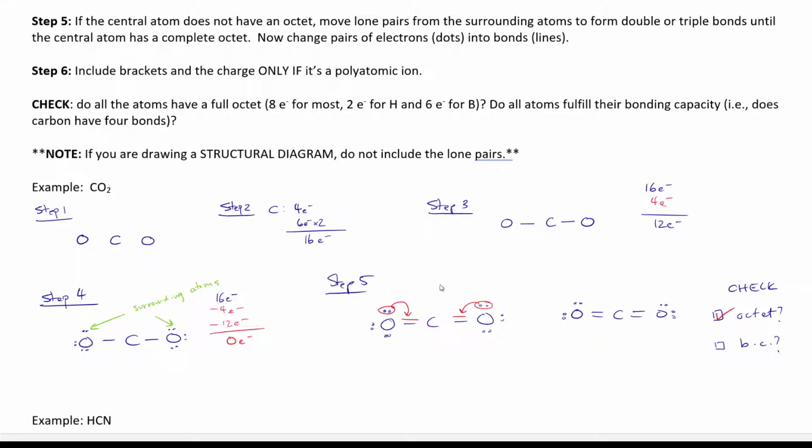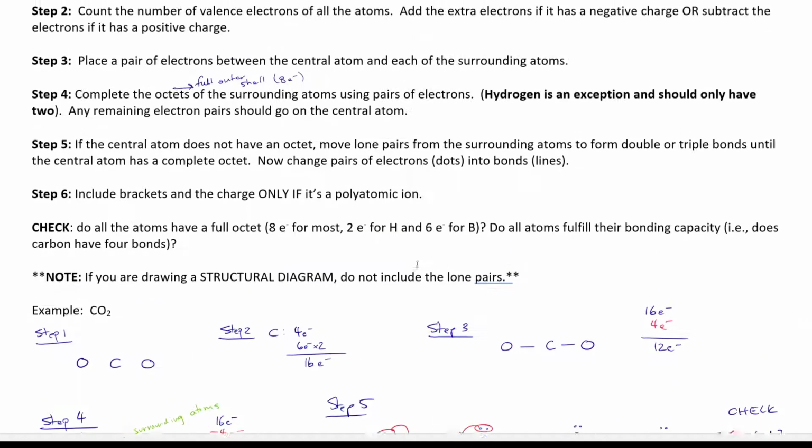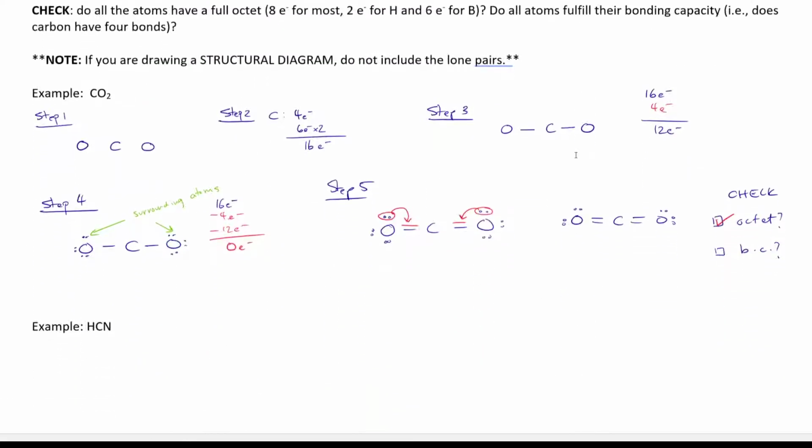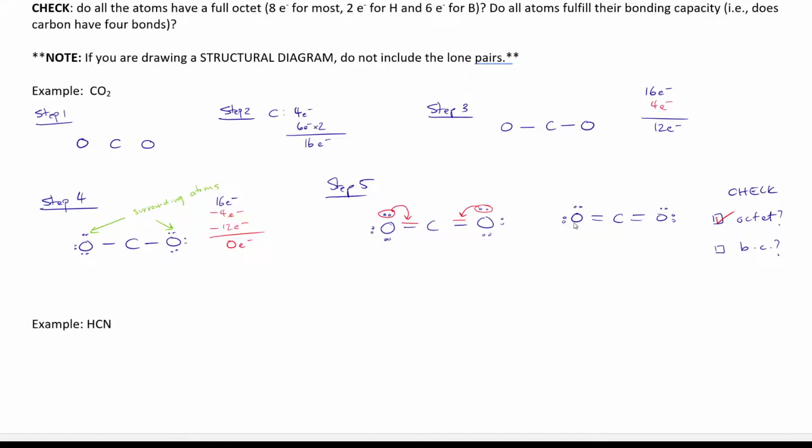Now let's look at bonding capacity. Let's go back up to the top. Oxygen has a bonding capacity of 2, whereas carbon has a bonding capacity of 4. Let's see if oxygen is making 2 bonds, and let's see if carbon is making 4 bonds, because they should be according to their bonding capacity. Well, here oxygen is making 2 bonds, oxygen is making 2 bonds, and carbon is making 4 bonds.